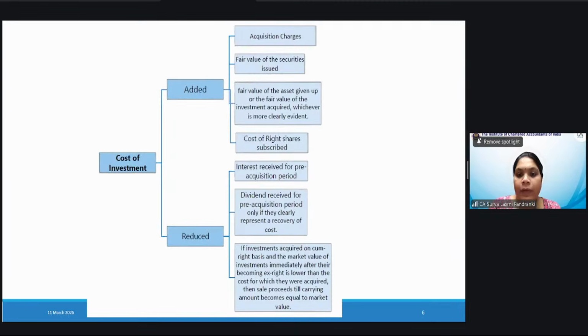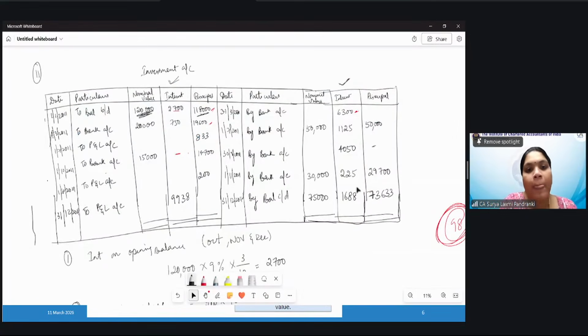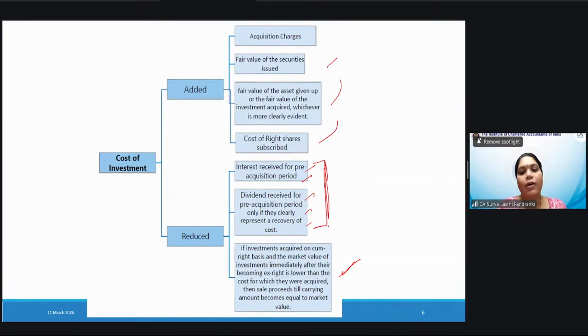That's the investment chapter. Now, one last thing I wanted to discuss. If you see this, what are reduced? This part we discussed. These two we have discussed. Now, if you look at these two, interest received pre-acquisition period and dividend received pre-acquisition period. If you look at the question we have done, see what happened to this amount. 2,700 and 750. What happened to that? I told you when 6,300 is paid, this is removed. 2,700 and 750 is removed. Only the net amount you get in your hands. I told you that. Same thing they're mentioning here also.